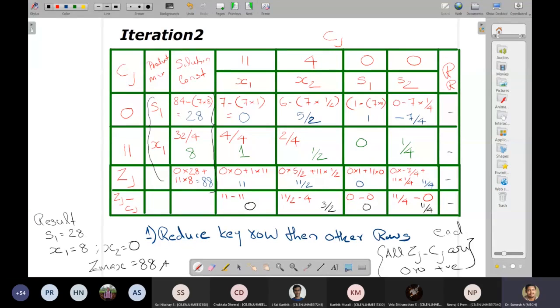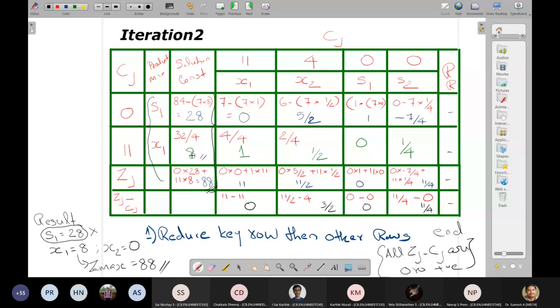Here S1 is showing your idle capacity, so this is not needed. If you produce 8 components of X1, you will get a maximum profit of 88. X2 you don't need to produce. 8 is coming over here and the Z max value I am taking from here. Only X1 needs to be produced to get a maximum profit of 88.